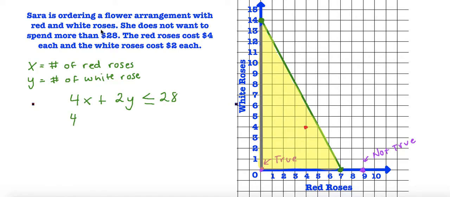4 times 4 plus 2 times 4 should be less than 28. So 4 times 4 is 16. 2 times 4 is 8.